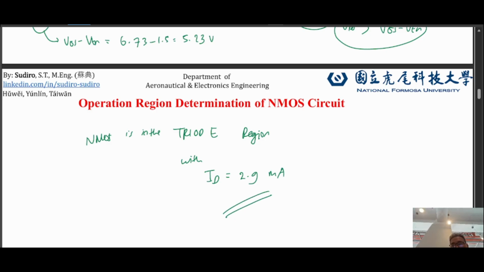Why do we have to determine the operation region of the NMOS? Because in different operation regions, the drain current has different equations. So if you use the wrong equation, then its operation region must be false. So you need to determine its operation region first, and prove that the drain current is correctly calculated.